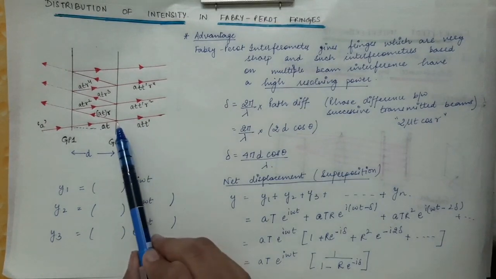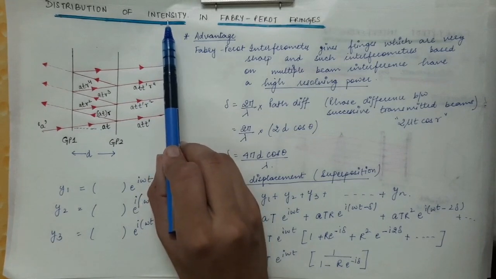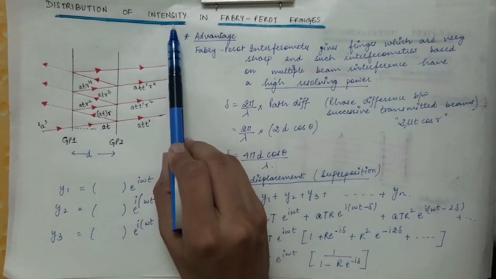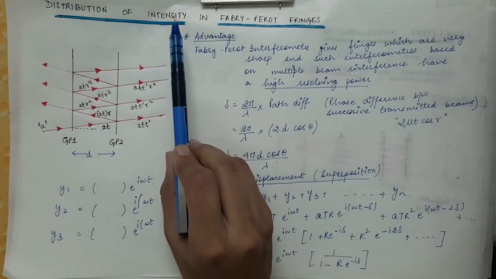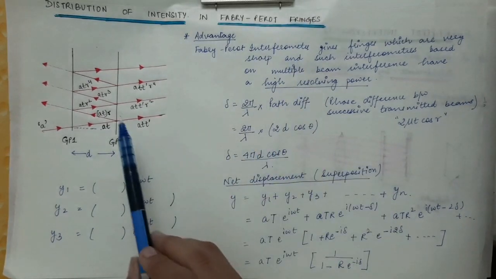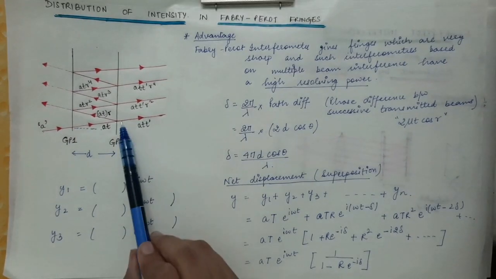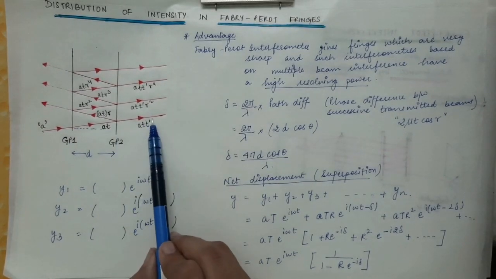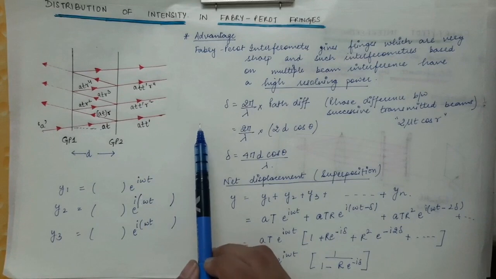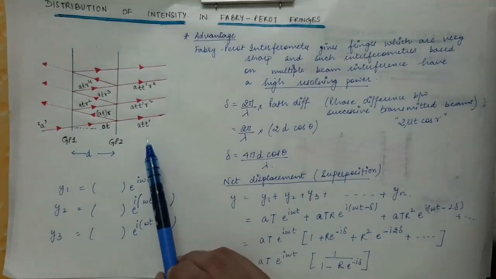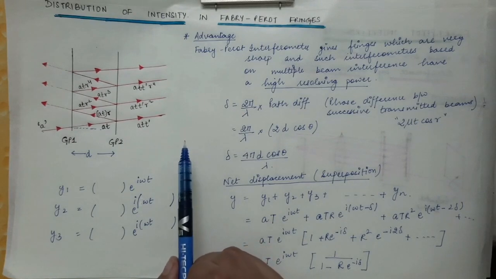Now what is the equation of this transmitted light? Because we want to find intensity, and intensity is equal to the square of the amplitude. So first of all, we will write the equation of the first transmitted ray. The equation of this transmitted ray will be amplitude times cos of omega t minus theta, where theta is the phase.